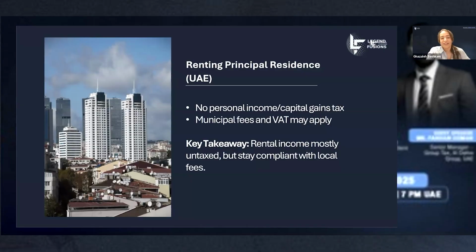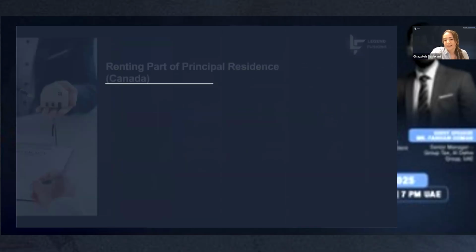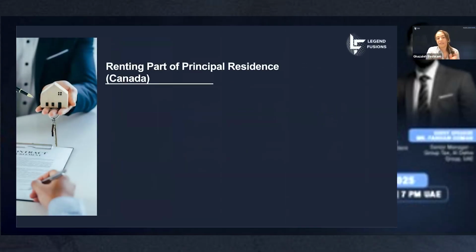Thank you so much. Okay, great insights there. And let's zoom in a little bit. Instead of renting out the whole property, let's consider if they are just renting out a part of it. Miss Binish, in Canada, what are the tax implications if someone rents out just a portion of their principal residence, like a basement suite or a single room?